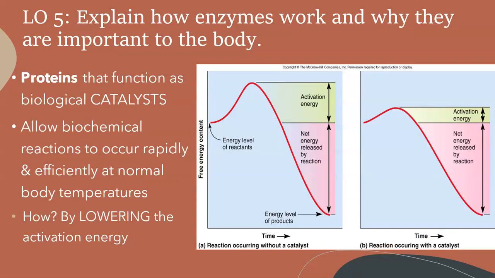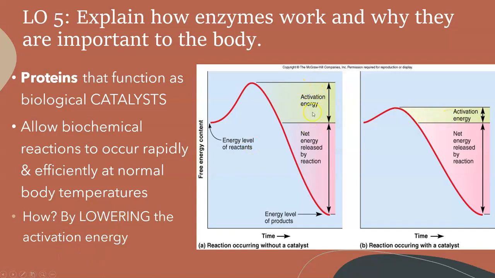Explain how enzymes work and why they are important to the body. So proteins also function as biological catalysts. And when they do that, they are known as enzymes. What's a catalyst? A catalyst is something that causes or allows a chemical reaction to occur quicker than it would by itself. So how do they do this? They do it by lowering what is called the activation energy.